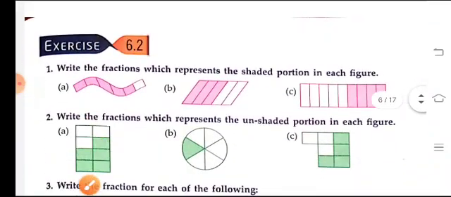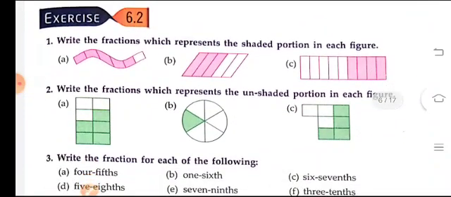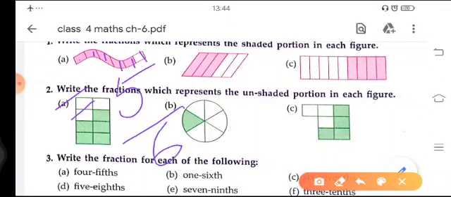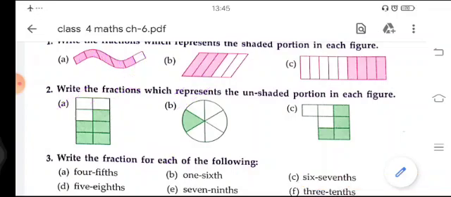Now there is exercise 6.2, that is also a very simple exercise. Also in this exercise we have to write the fractions for the shaded portion. Okay, so here you can see that there is a figure and this is divided into 1, 2, 3, 4, 5 and 6 equal parts, right? And the shaded portions are 5. So you can write it 5 upon 6, and you can write in words like five sixths, right? Five sixths you can write in words. Okay, so that is also very simple.